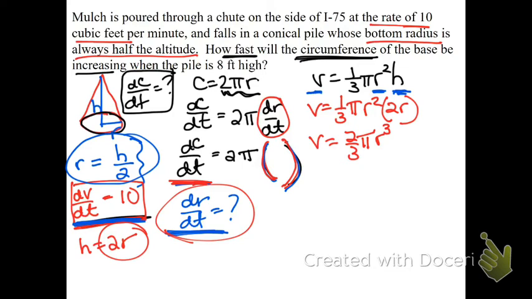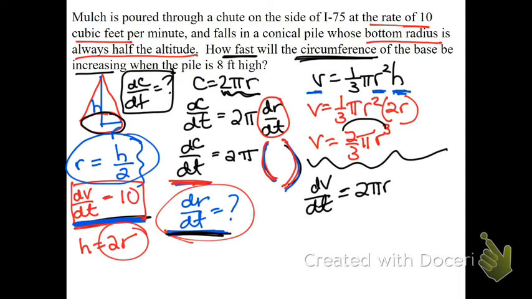Okay, so now we're pretty much where we were at yesterday. Now we're going to need to get dr/dt into the problem. So we're going to take the derivative of both sides. The derivative of the left is dV/dt. On the right, I have a power rule. 3 times 2/3 is 2 pi r squared dr/dt. Now I can fill in this moment in time. dV/dt was 10.